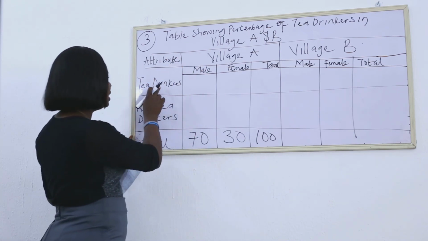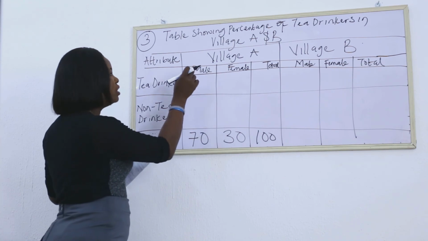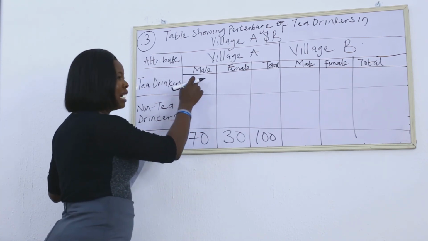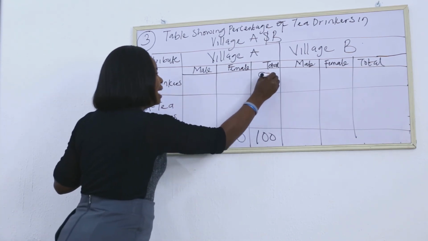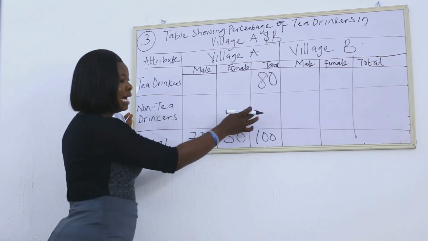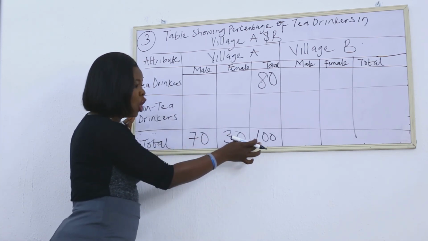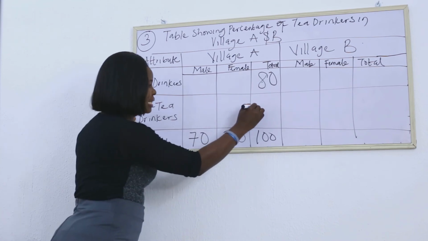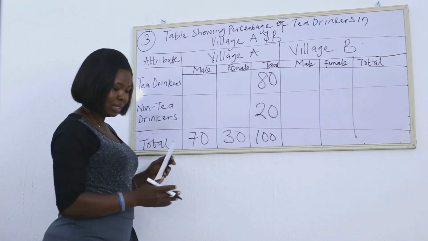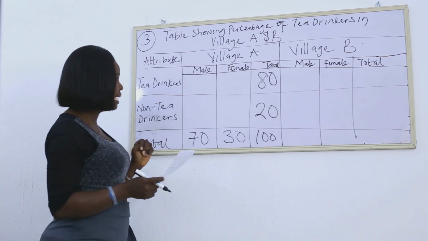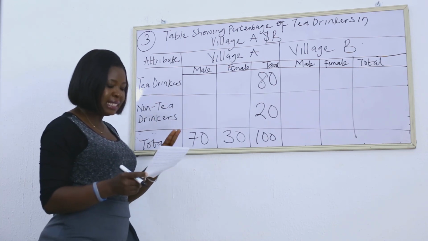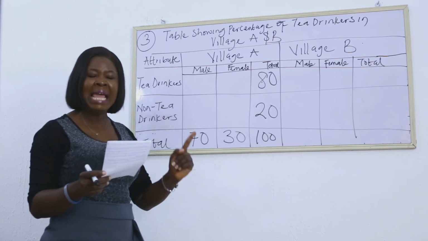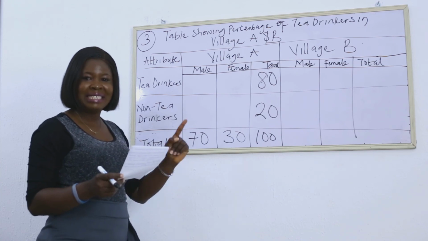If you look at the board, this is where the tea drinkers are. So both male and female for tea drinkers is what? 80%. So I come here and write 80. Automatically, this becomes 20. That will be 100 minus 80. That is 20. The third question, which is the last question for village A, says 62% were male tea drinkers.